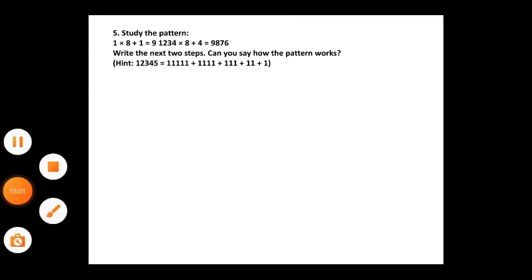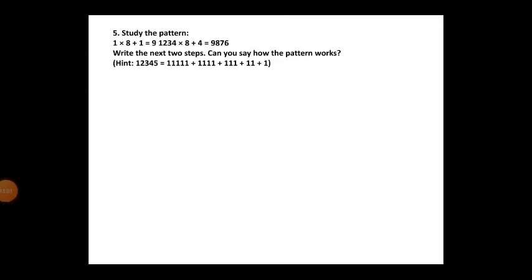See your pattern, study the pattern. Your pattern is 1 multiply with 8 plus 1 equals 9. See in this, 1 eight is 8, plus 1 is 9. Like that only, 1 2 3 4 multiply with 8 plus 4, if you simplify that number you will get 9876. The answer you see, 9876. So like that only write the next two steps.